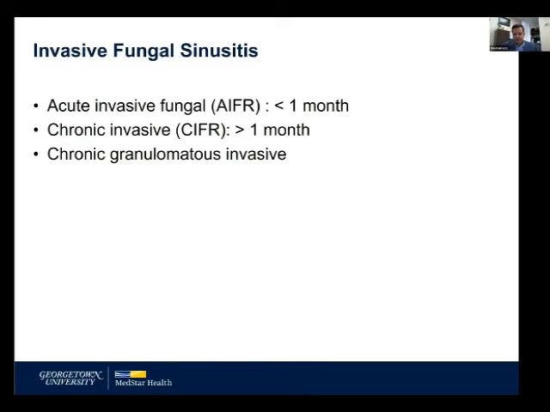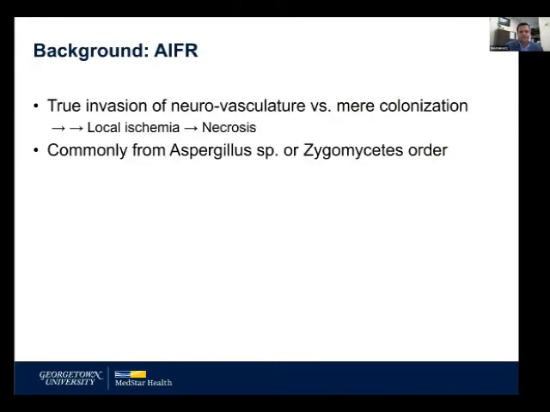And then we get to invasive fungal sinusitis. This is a big topic and a big concern, though it's overall pretty rare. There are three main types: acute invasive fungal rhinosinusitis, which is really disease within a month; chronic invasive, when you start getting over a month; and then chronic granulomatous invasive, which is really not seen, especially in the United States. We'll primarily be focusing on the acute invasive fungal disease.